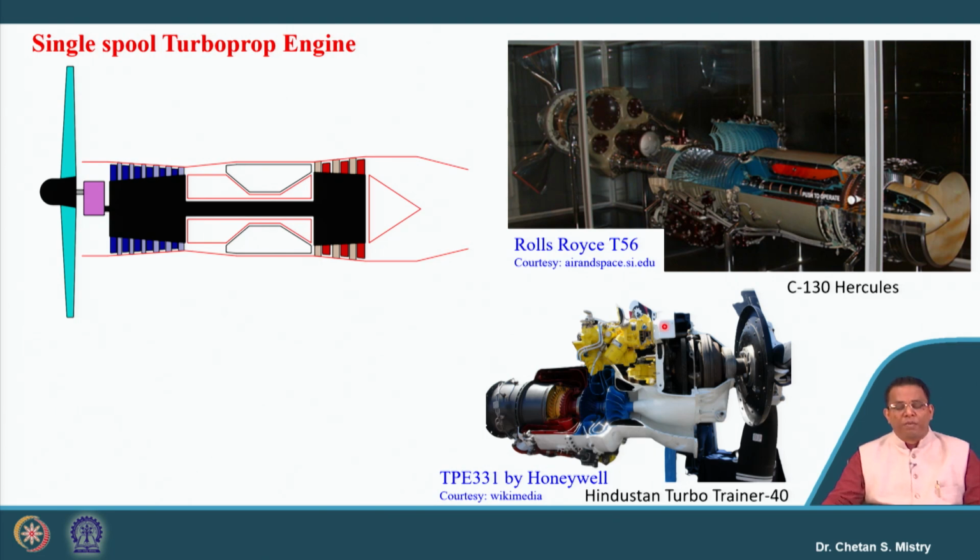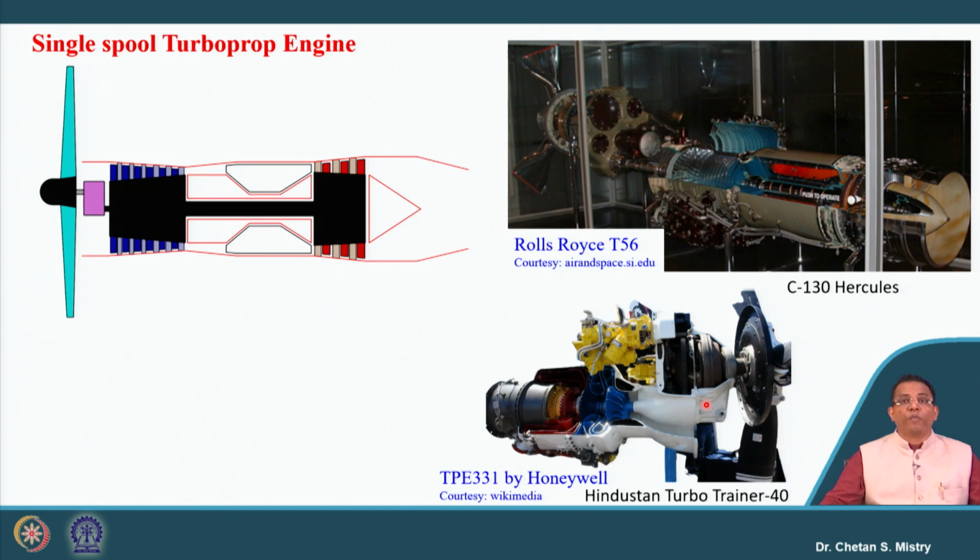In line with that there are many engines. Suppose we look at the TPE331, developed by Honeywell. In this case we have two centrifugal compressors followed by a combustion chamber, a reverse annular combustor, then turbines, and this turbine is connected to the shaft using a gearbox, which rotates our propeller. This engine has mainly been used for the Hindustan Turbo Trainer 40.